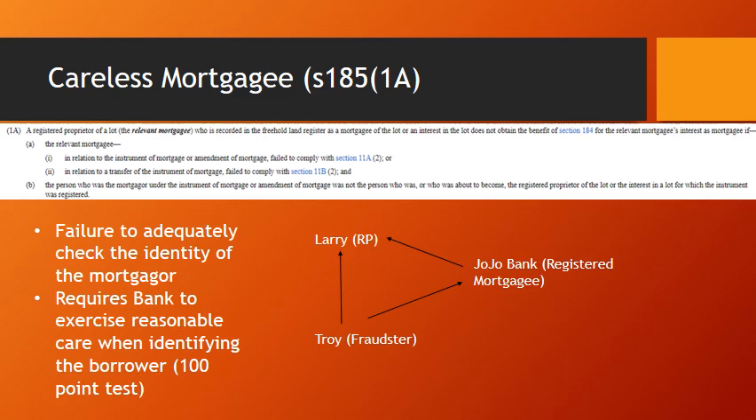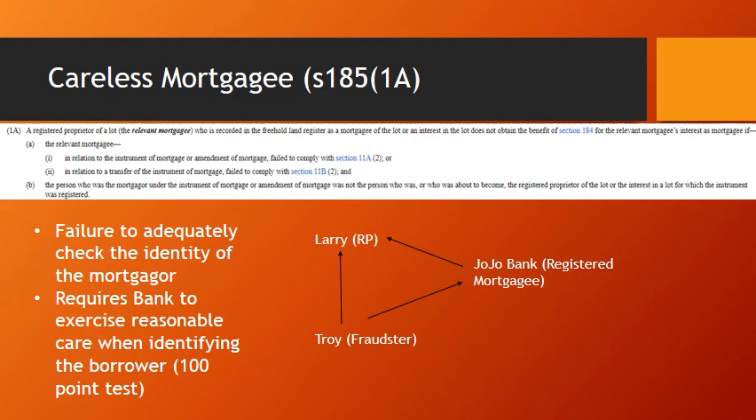They haven't been fraudulent in any way because they weren't a party to the fraud with Troy. They were just taking Troy on face value. Therefore, their interest is indefeasible and subject only to these other exceptions which might apply. Now, in that circumstance, the law has an additional exception called the careless mortgagee exception. So if Jojo Bank doesn't adequately check the identity of the person who's come to them asking for the mortgage, then they will not obtain the benefits of indefeasibility.